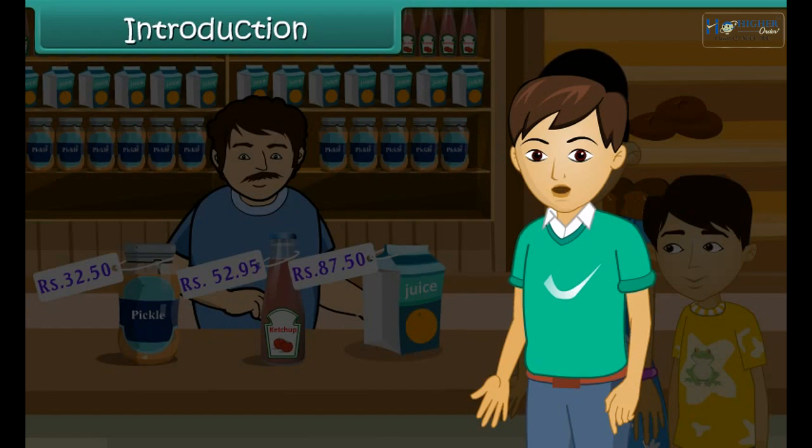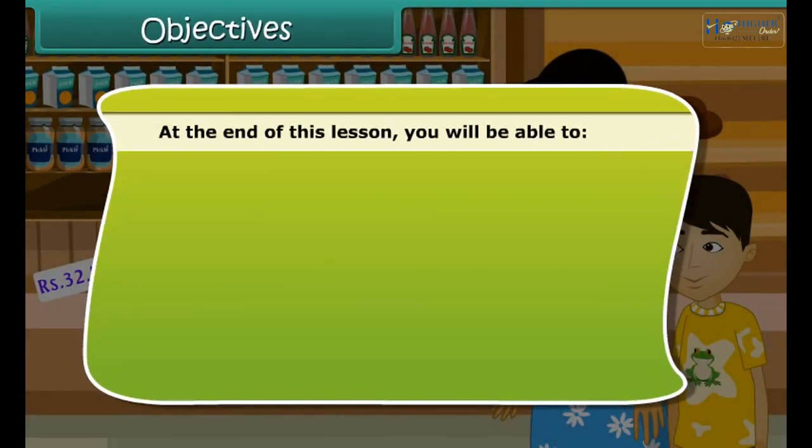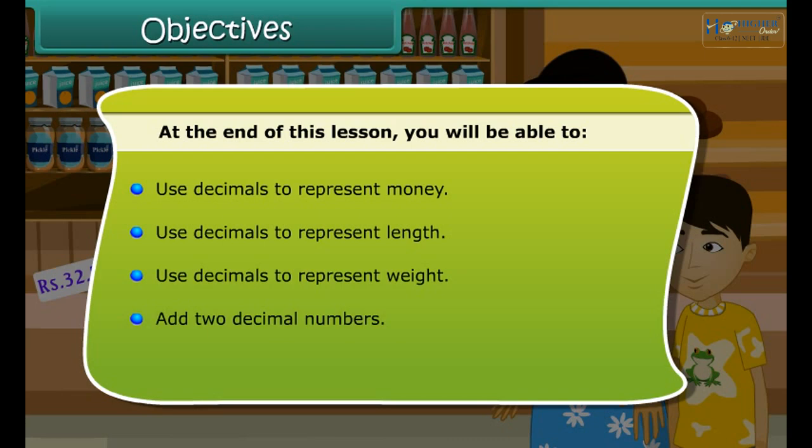In this lesson, you will learn to add and subtract decimal numbers and understand their application in real life. Objectives. At the end of this lesson, you'll be able to use decimals to represent money, use decimals to represent length, use decimals to represent weight, add two decimal numbers, subtract one decimal number from another.